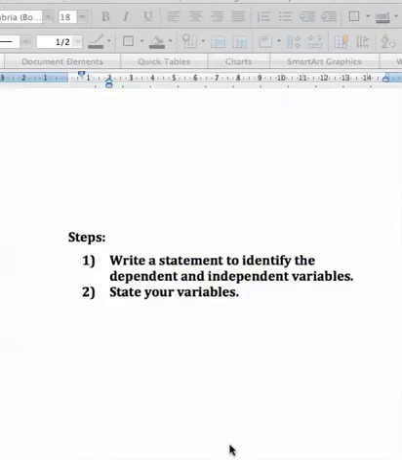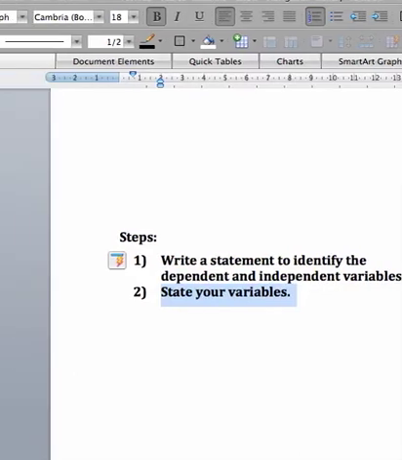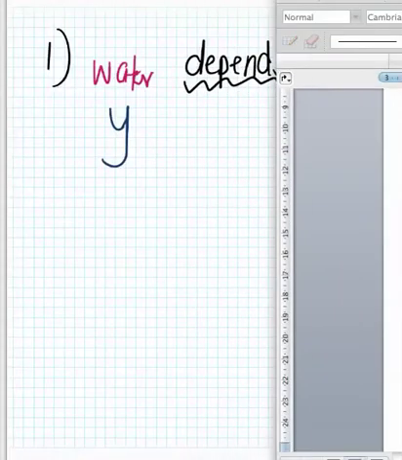So now step two is to state your variables. State means to make sure it's clear to the person looking at your work what y represents and what x represents. And we know that sometimes we may not even have y and x. We may have different variables or different letters to represent our problem. So that's our next step.